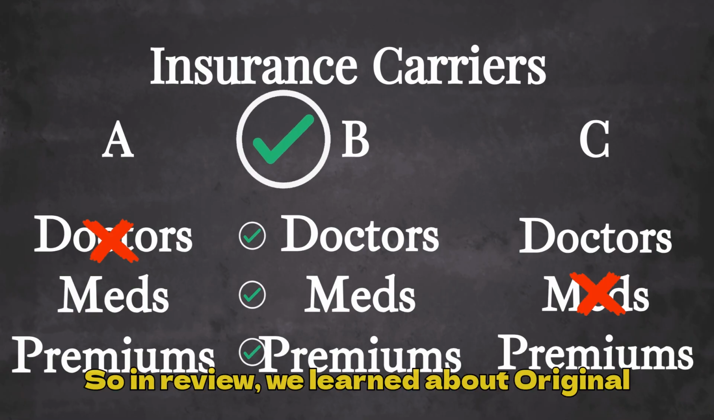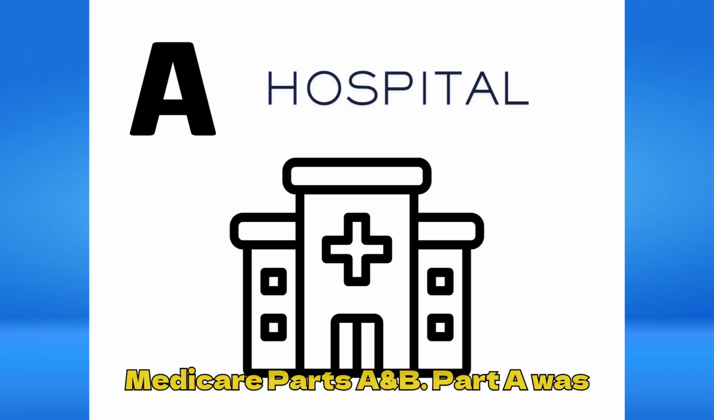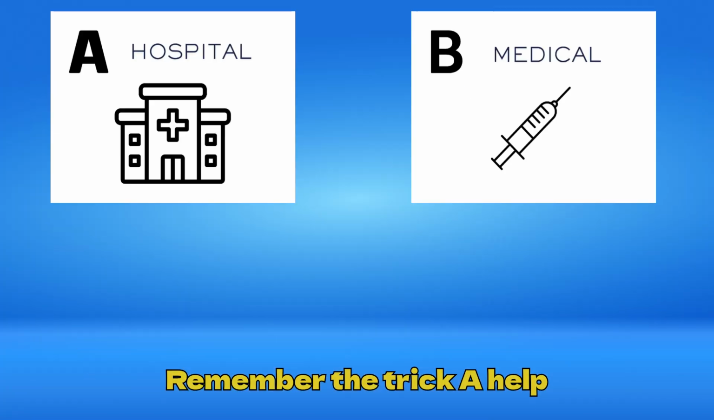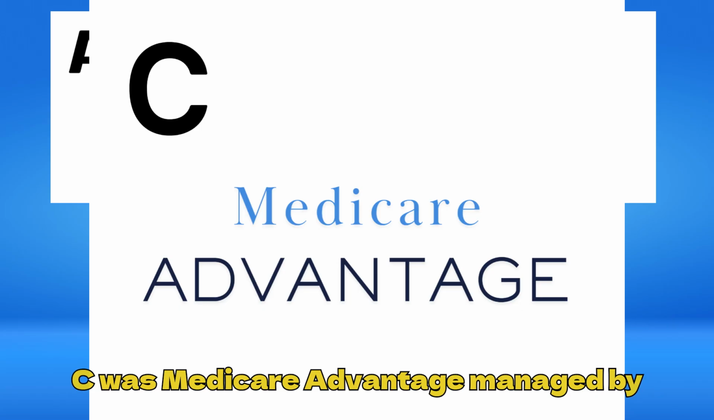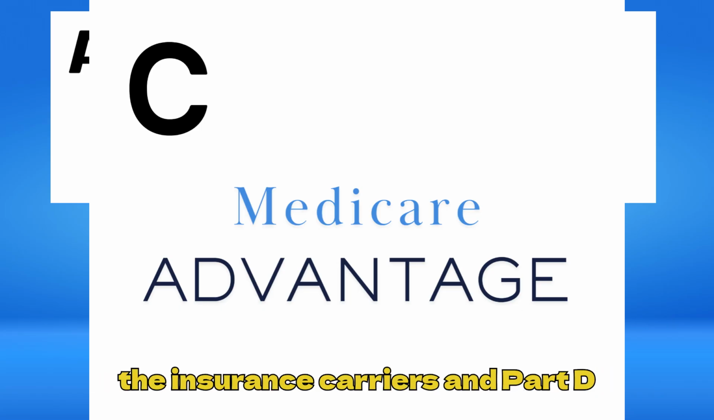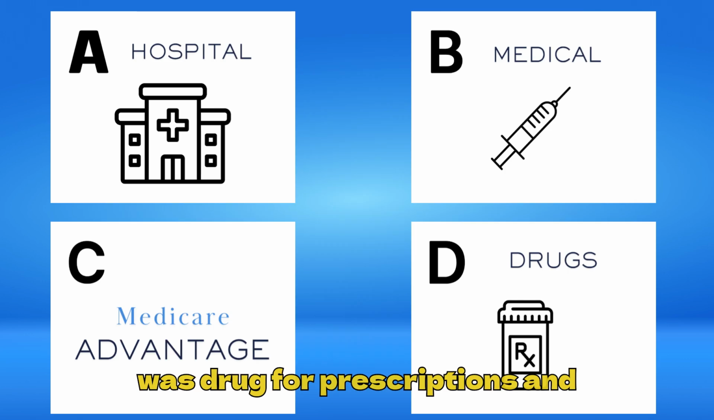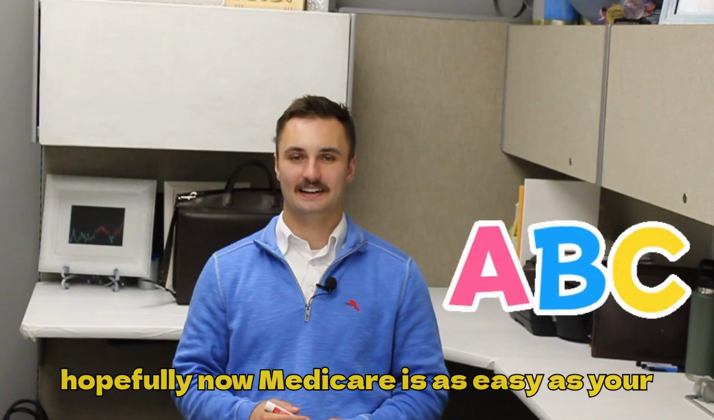So in review, we learned about original Medicare Parts A and B. Part A was hospital and Part B was medical. Remember the trick: A, help, and B, bring myself. Part C was Medicare Advantage, managed by the insurance carriers. And Part D was drug, your prescriptions and pharmacies. Hopefully now, Medicare is as easy as your ABCs.